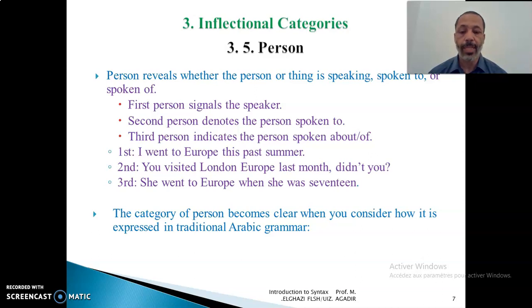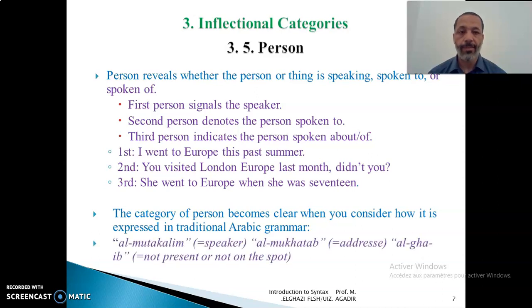So the category of person becomes clear when you consider how it is expressed in traditional Arabic grammar. You find in traditional Arabic grammar words like al-mutakallim, damir al-mutakallim, the speaker, al-mukhatab, the person to whom you are speaking, the addressee, and al-ghaib, the person who is not present, he is somewhere else, not on the spot.